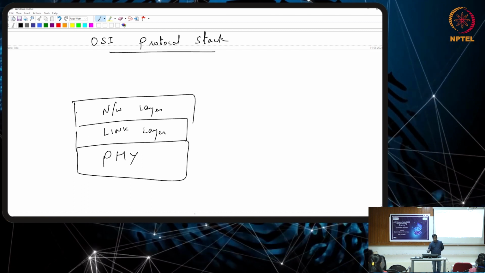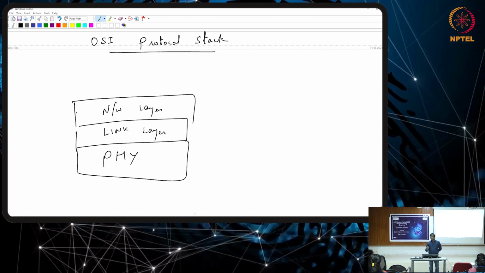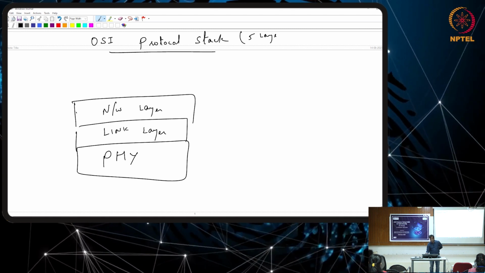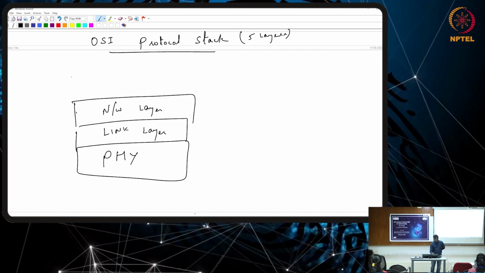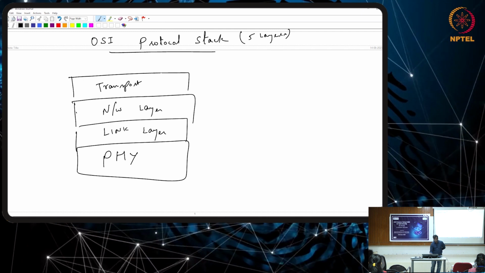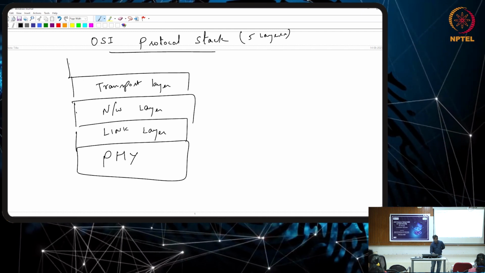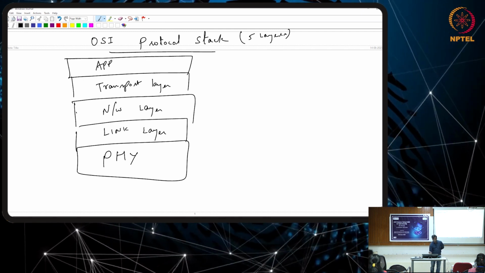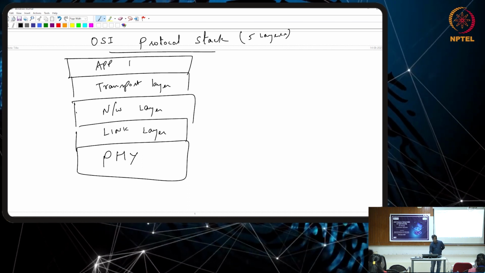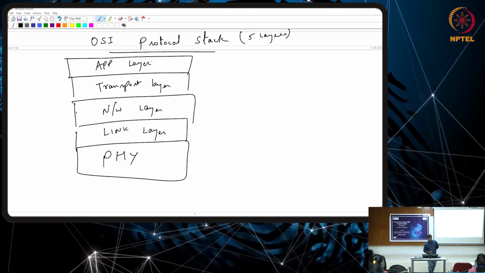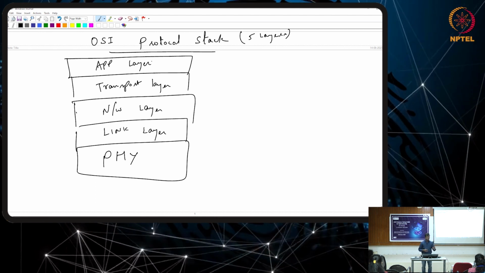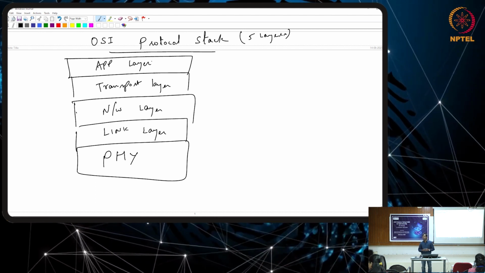So there are 7 layers in the stack, but predominantly there are 5 layers. We are going to see only the 5 layers. Okay, there are multiple versions here. I'm just using 5 layers. Okay, so I'm not going to the session or presentation layer. So we are going to understand the attack surfaces and kind of security mechanisms in each of these layers from a very high level perspective.